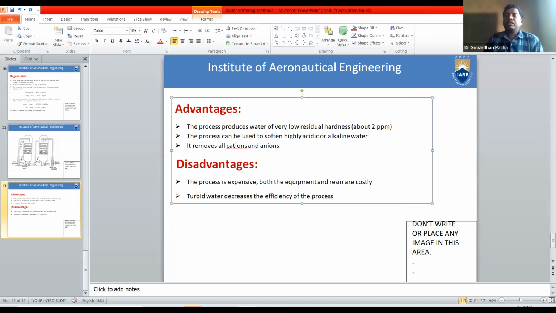Okay, Amma, especially turbid water decreases the efficiency of the process, Amma. Okay, Amma, so this is about the disadvantage of an ion exchange process. So this is about an external treatment method. Example is ion exchange process.